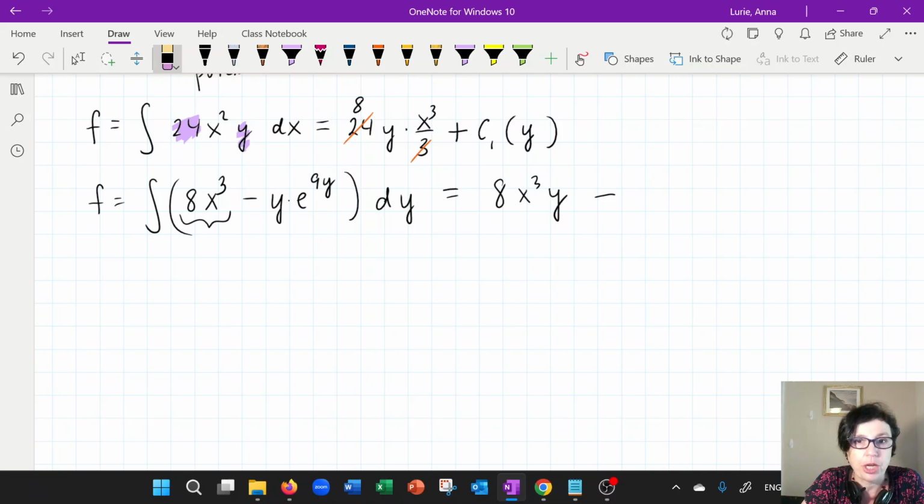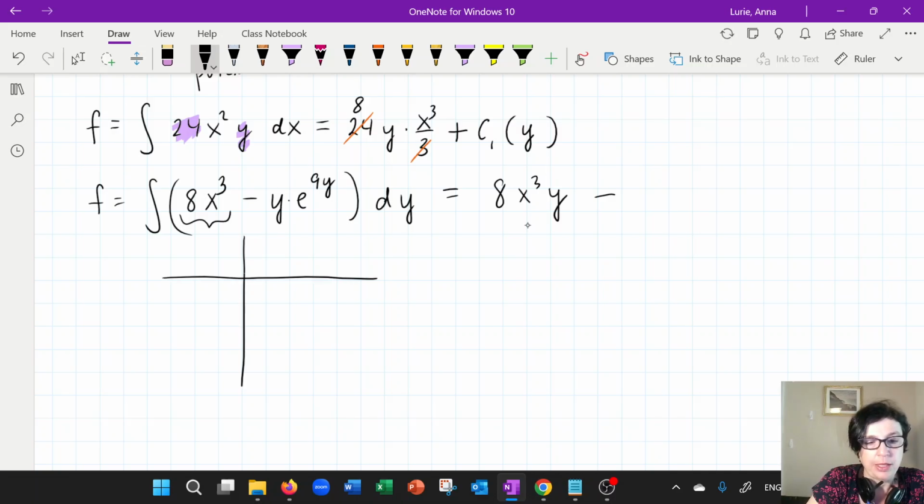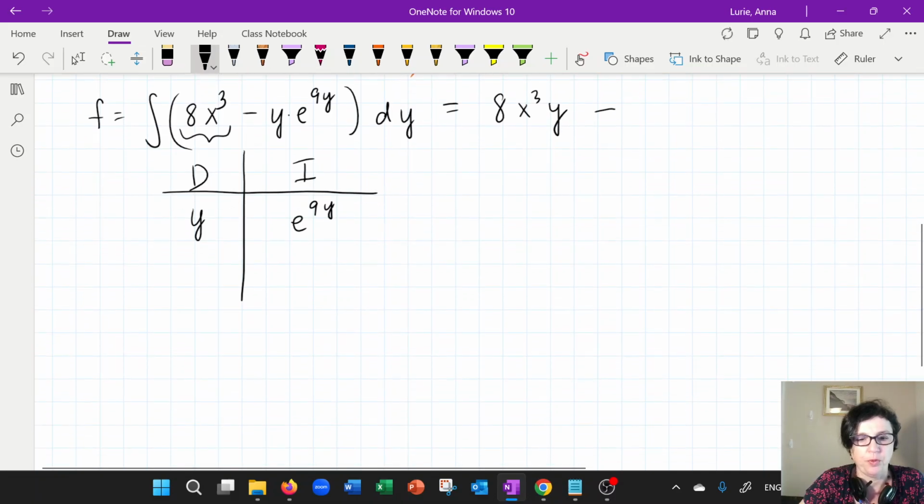This is integration by parts. The way I do it is I create a table, okay? The table will have D as your first column and I as the second column. Now, in the case of a product of a polynomial, which is y, and an exponential, you need to remember that the polynomial always goes in the D column and the exponential will go in the I column. I don't have time to discuss this. This is really a topic of calculus 2, how we were doing this.